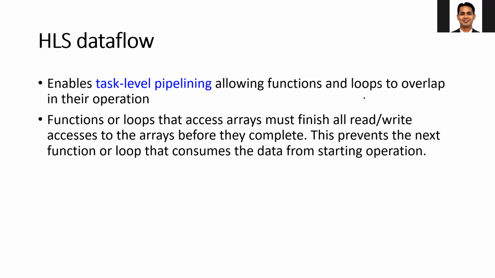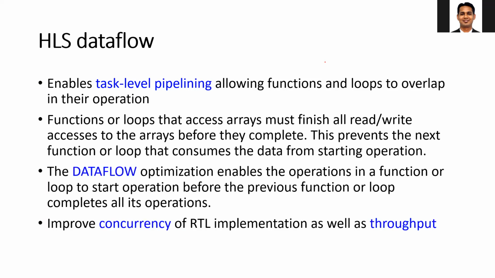So you need to wait for function A to write the values at all the 256 locations of its output array before you start function B. Now, in some cases, it may be possible to start function B as soon as the first output of function A is available. And this can be enabled using the HLS dataflow pragma. So the dataflow optimization enables the operations in a function or loop to start operation before the previous function or loop completes its operation.